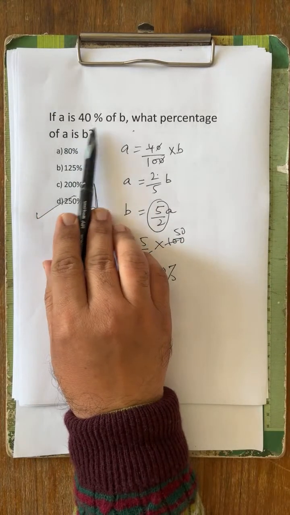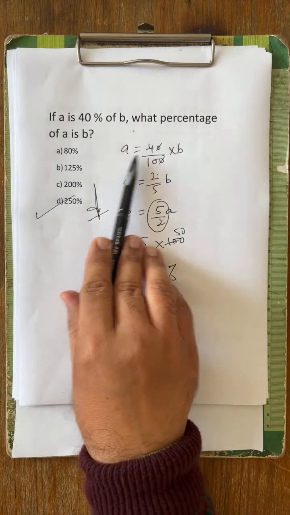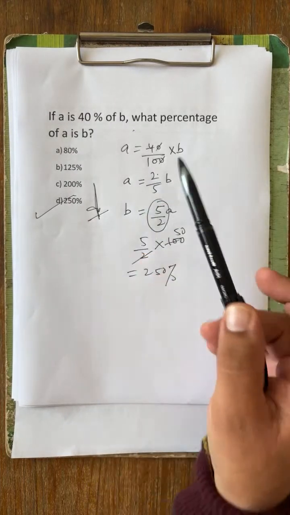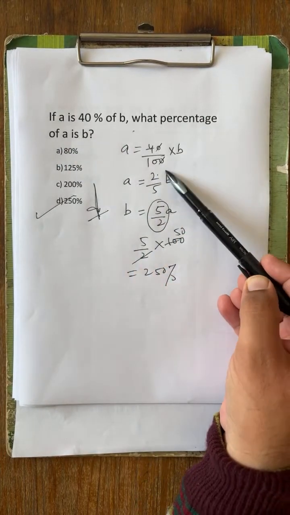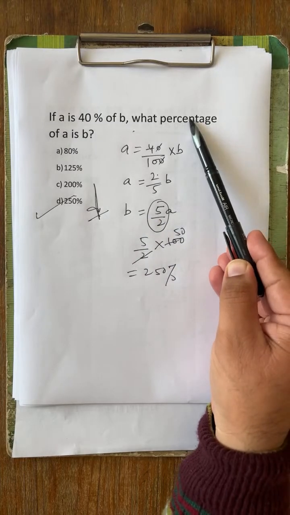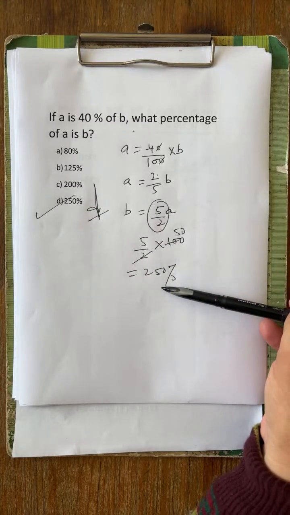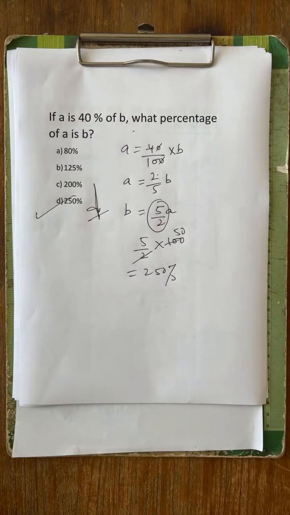If A is 40% of B, what percentage of A is B? So A is 40 upon 100 B. A value will be 2 upon 5 B. But we have to find what percentage of A is B. So we have to make the subject B. B is 5 by 2 of A. But we have to find in percentage. So we multiply by 100. This cancels. 250% will be our answer. This is a very interesting question. Moving to the next question.